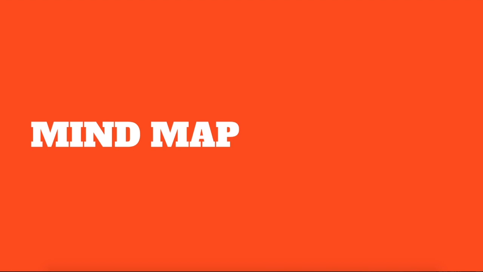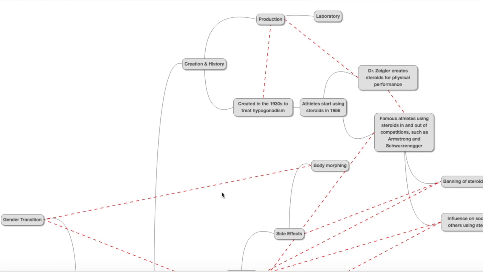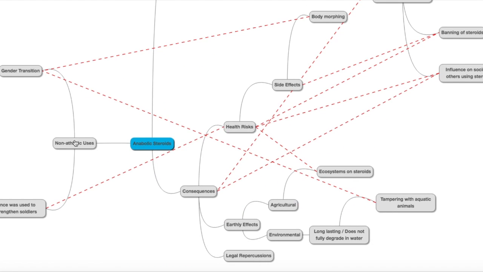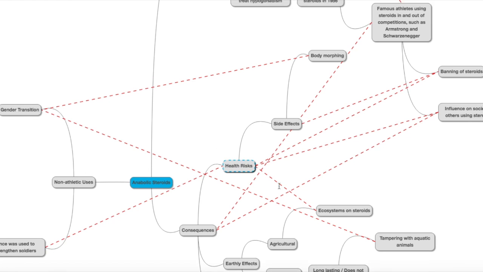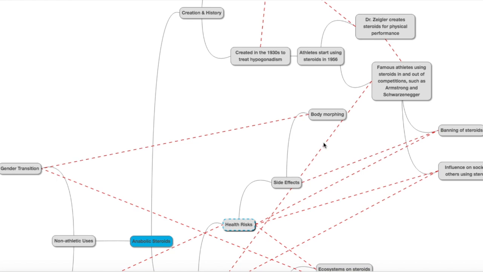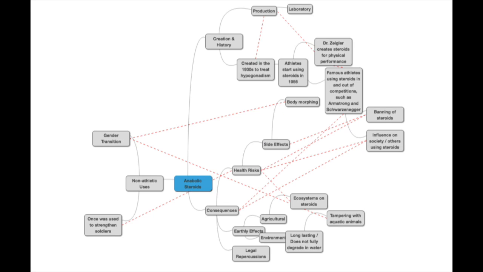To conclude, we would like to summarize our points by using this mind map. The main branches of anabolic steroids are creation and history, consequences, and non-athletic uses. As you can see, the consequences have the most sub-branches, which comprise even more negative impacts of the use of steroids. In addition, it is easily visible that health risks are the correlations, making it apparent that health risks are the central issue of steroids. This is shown by the dotted red lines interrelating the branches.